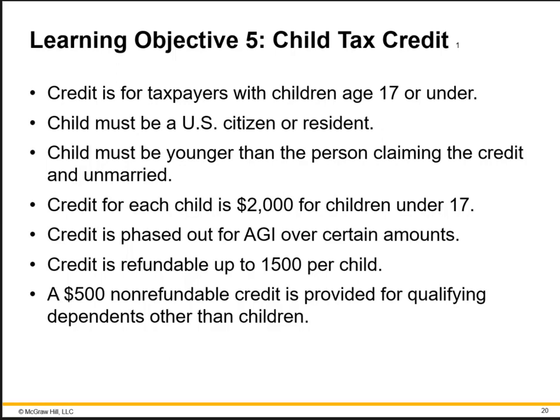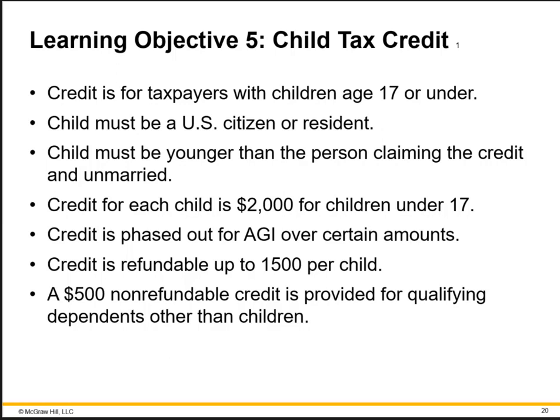A qualifying child. But it's even more specific, they have to be 17 or under. As soon as they turn 18, they no longer qualify for the child tax credit. The child must be a U.S. citizen or resident. The child has to be younger than the person claiming the credit and unmarried. So that kind of goes without saying. It usually doesn't restrict too much, but that's in the law as well.